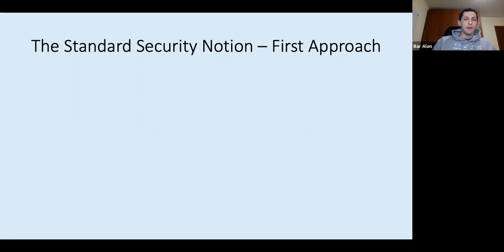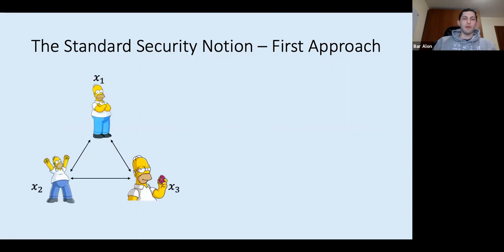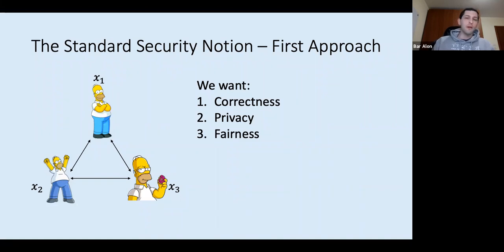I'll start with one possible way to try and do it, the first naive way. Let's say that we have a protocol here on the left. One thing that we might try to do is to simply make a list of all the security properties that we want. We want correctness, for example, meaning that if the parties act honestly, then they will obtain the correct output. We might say that we want privacy: the parties don't learn more than what their input and the output should reveal to them. We might say that we want fairness: if one party learns the output, everyone does. And so on. We make this list, and when we try to prove security, we go over the list one by one and prove each property.